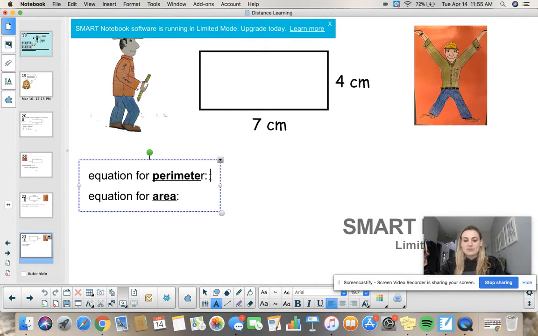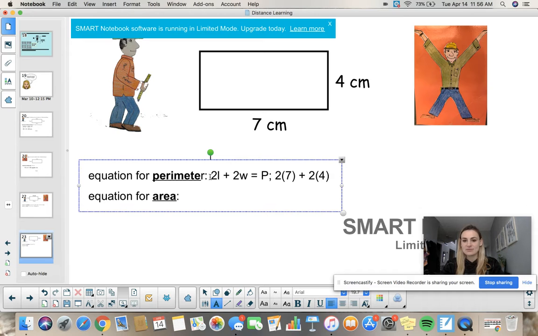The equation for perimeter we know is 2 times the length plus 2 times the width. That equals the perimeter. In this example, 2 times the length, which is 7, plus 2 times the width, which is 4, is going to equal the perimeter. 2 times 7 is 14, plus 2 times 4 is 8. 14 plus 8 is 22 centimeters.